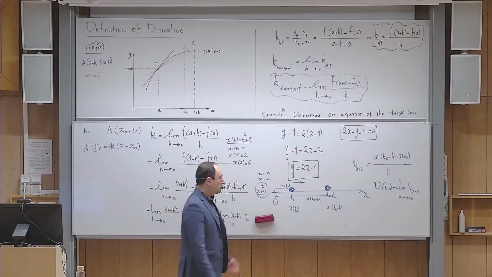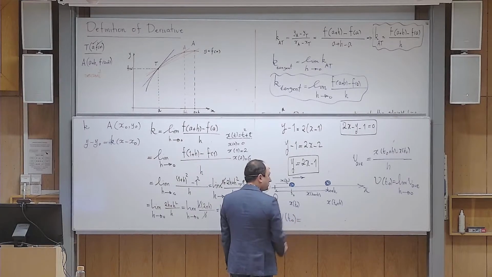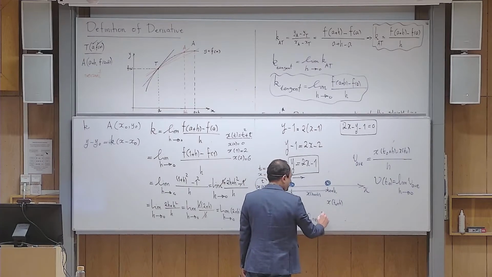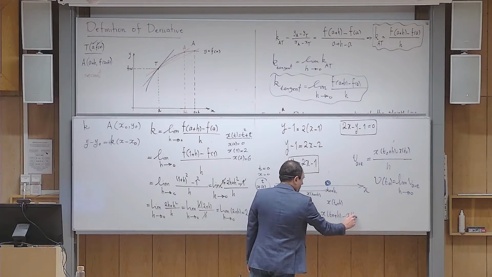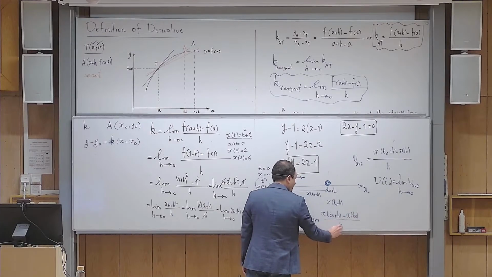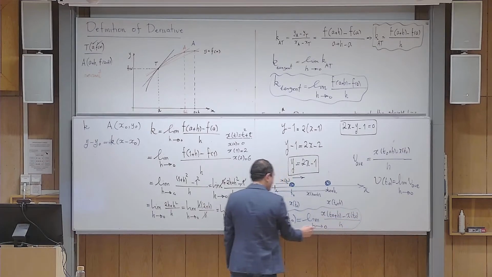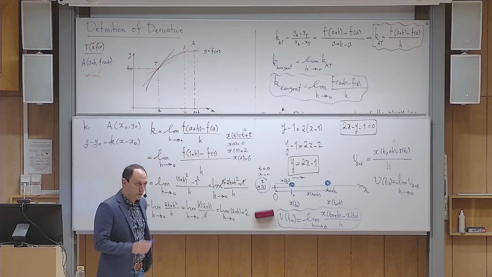Understandable? Okay. Now, if I write this, v of t naught is equal to the limit, instead of v average, I put that expression, divided by h, as h goes to 0. So this is the formula that Newton probably found for calculating the instantaneous speed of the moving particle.